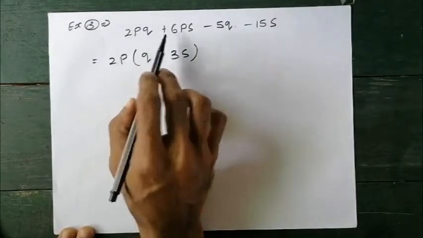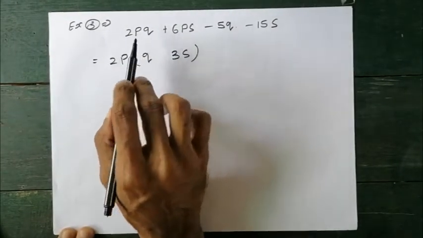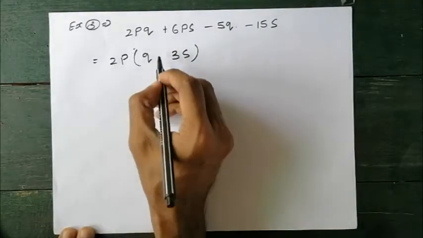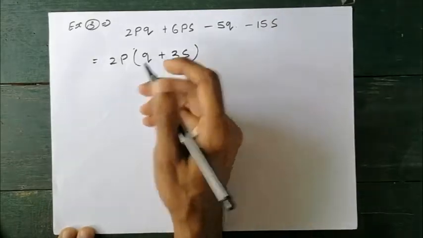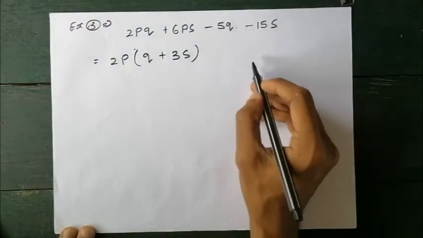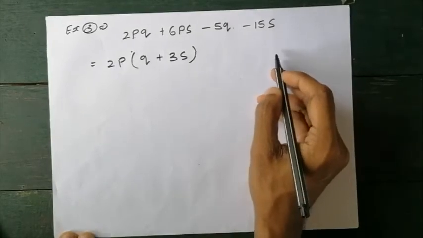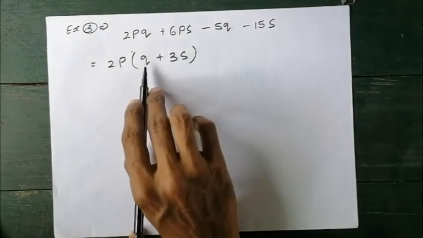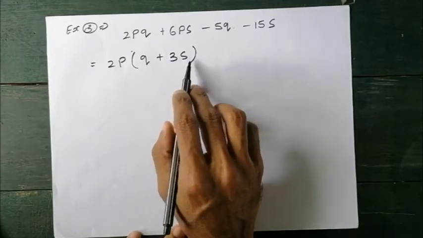The common sign we are going to take out is plus. So inside the bracket it is also plus. Okay, so for the next pairing, the next factorizing, the result must be q plus 3s.